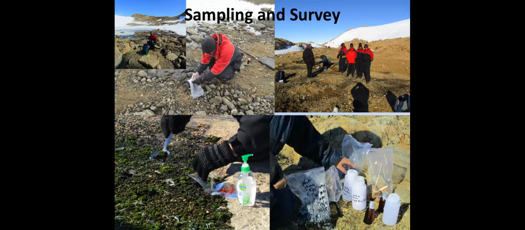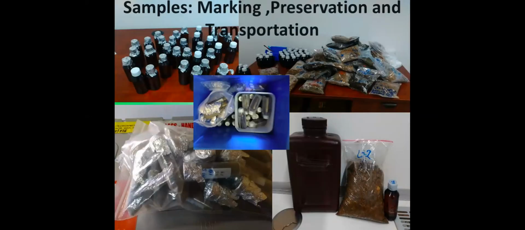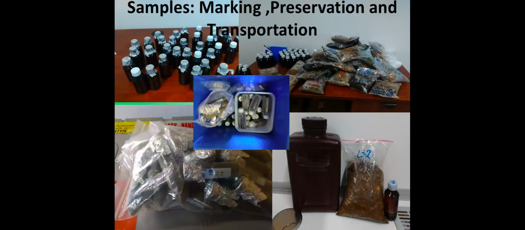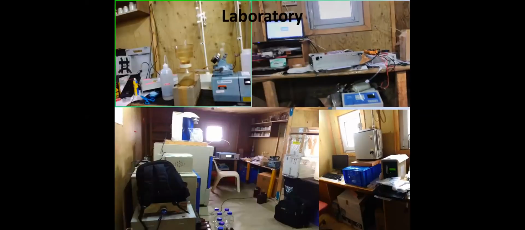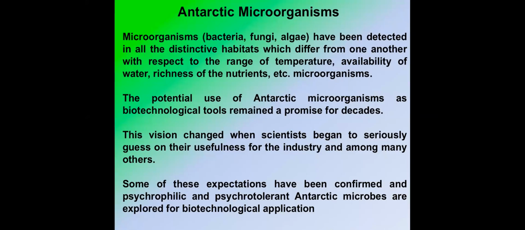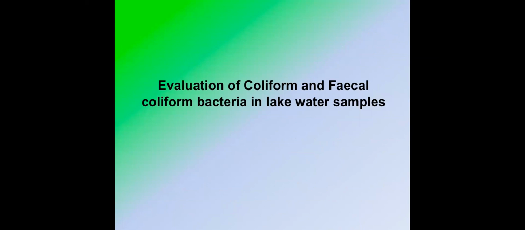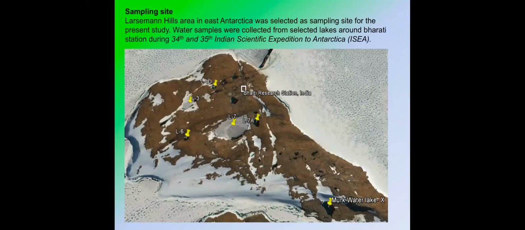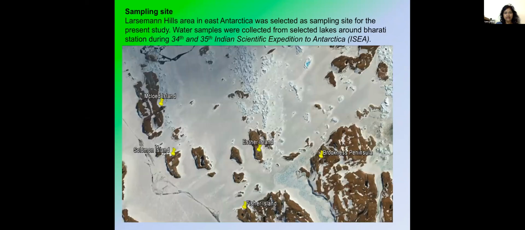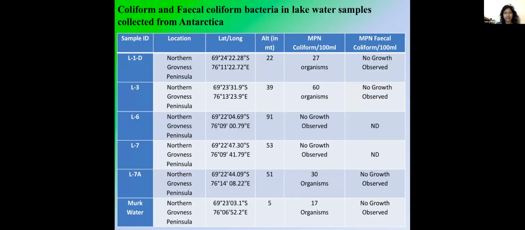Grab samples were also taken. These are the different samples, and we established the sample analysis facility at the station itself. There are different kinds of bacteria, fungi, and algae, but we evaluated coliform and fecal coliform in lake water samples. These are the sampling locations from Larsemann Hills. The yellow dots show different sampling stations on an island, for example Fisher Island, where there were several stations.